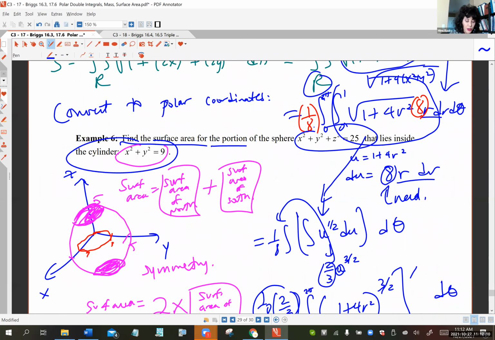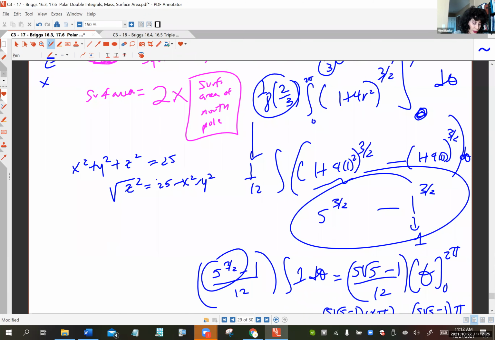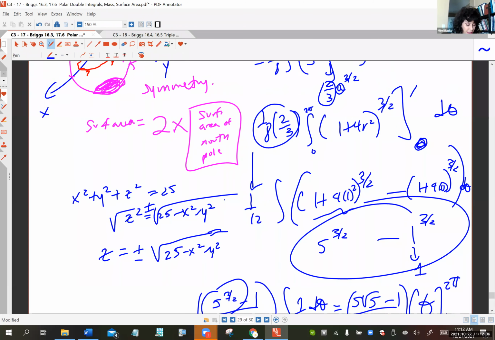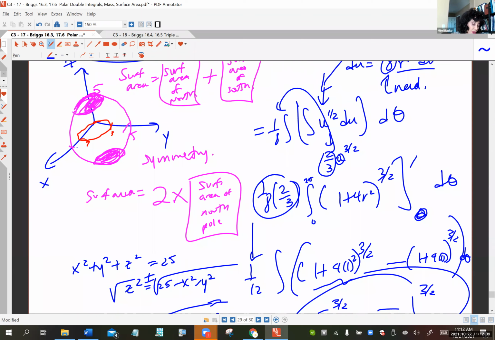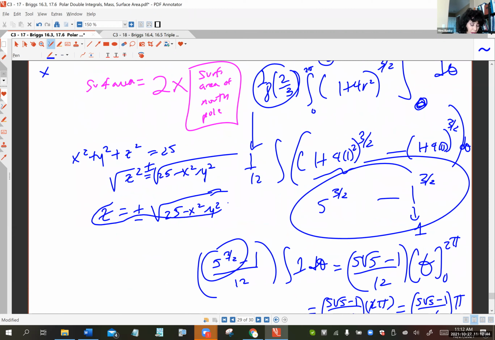Well, first we need the capping surface written explicitly. So what you're going to need to do is solve the sphere equation for z, and it's not going to be pretty. After subtracting the x squared and y squared terms from both sides, you square root both sides. Don't forget your plus or minus. And I get two answers. Well, which one do we want? The one we want is the positive square root, because the negative square root would be the bottom hemisphere, and we want the top hemisphere. So we'll take the positive. So our z is the positive square root of 25 minus x squared minus y squared.